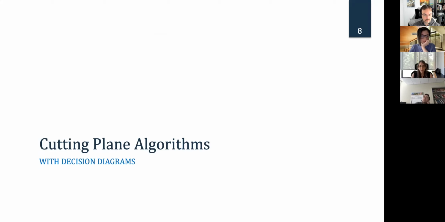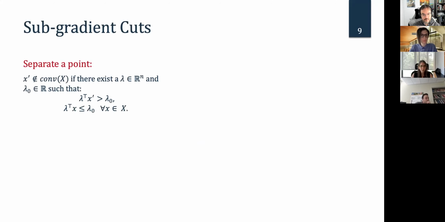Okay, so now let's see how we can actually use this technique to generate planes in a cutting plane type of algorithm. So the first one that I'm going to review is what I'm going to call subgradient cuts. First of all, let's review a little bit of what we mean by separating a point.